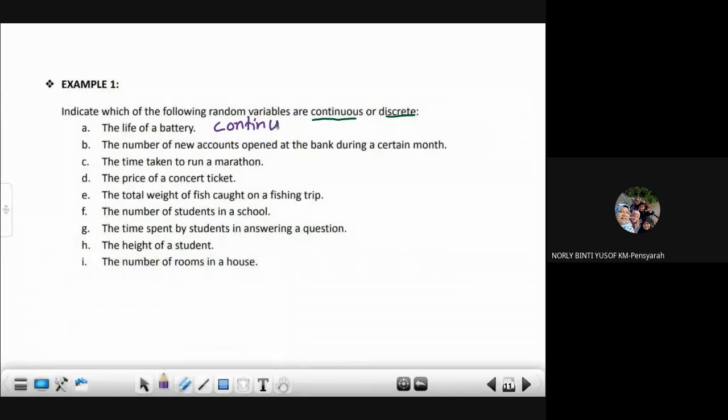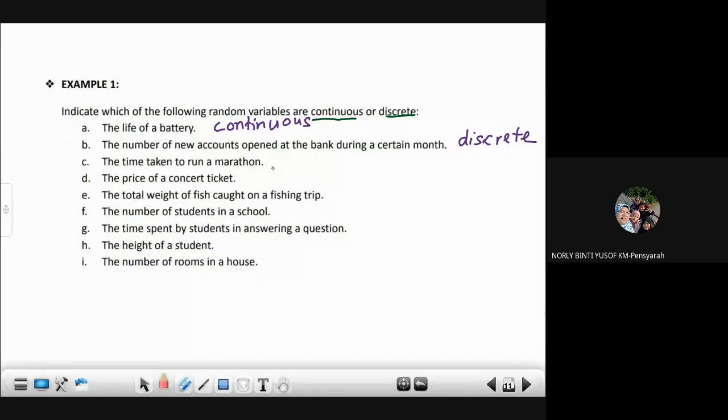Continuous. The number of new accounts opened at the bank during a certain month adalah discrete sebab tak mungkin ada perpuluhan, betul? So discrete.